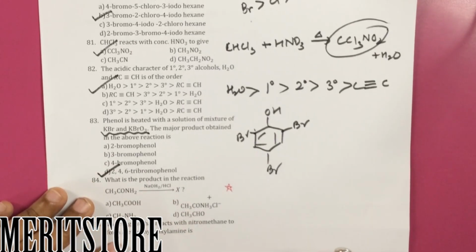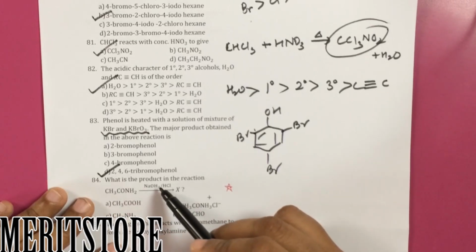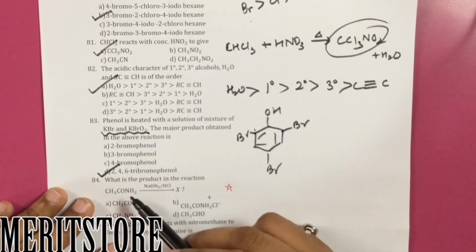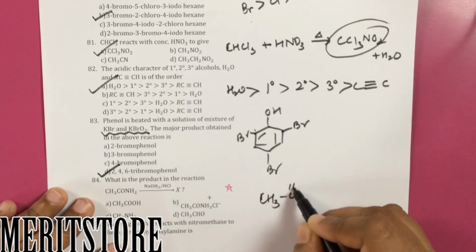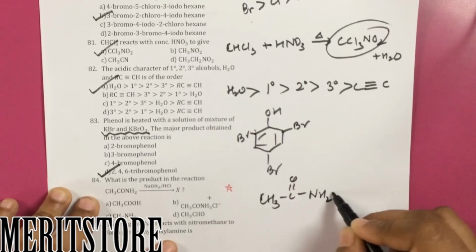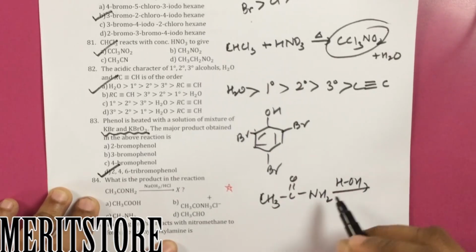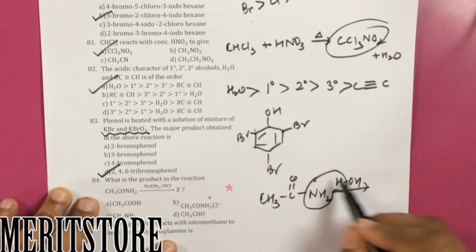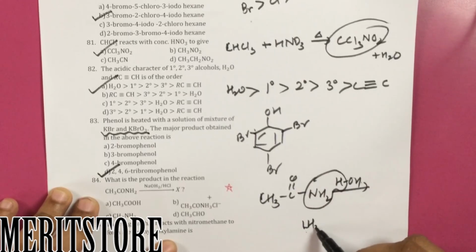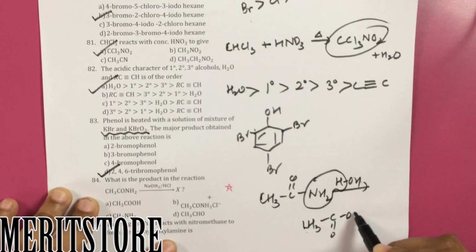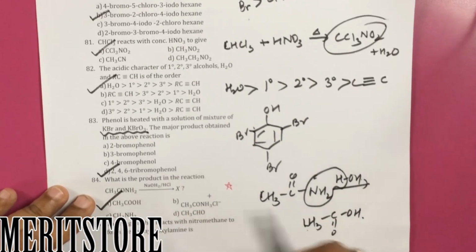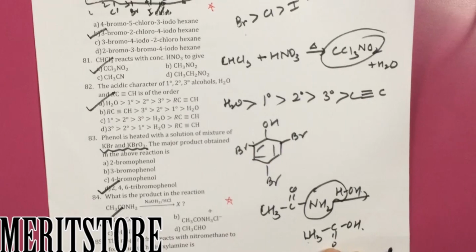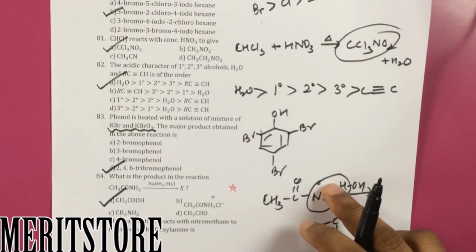Question number 84. What is the product in the following reaction? Amide is allowed to react with NaOH or HCl. So the amide is undergoing hydrolysis. When amide undergoes hydrolysis, water is added across it. Ammonia will get the proton and carbon will get the OH. Therefore, we get the corresponding acid in this reaction. Hence, option A.